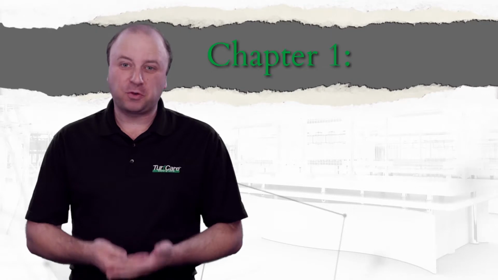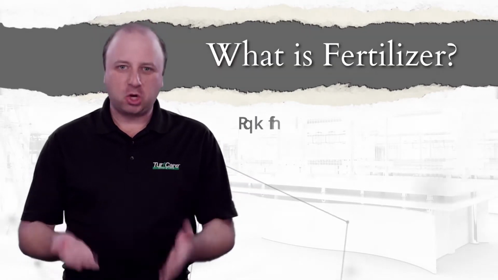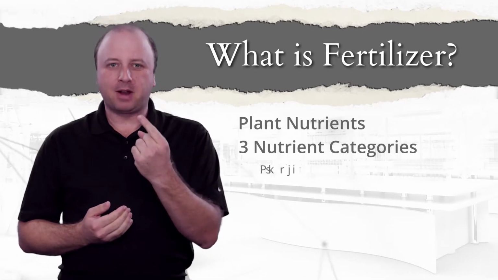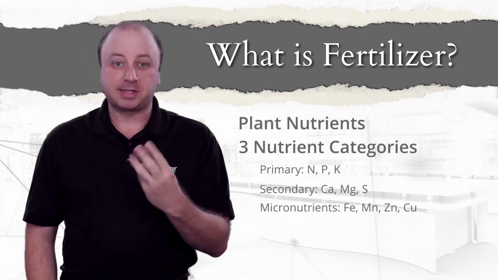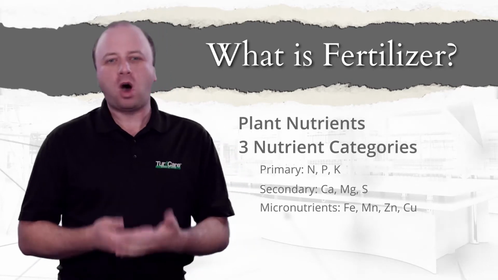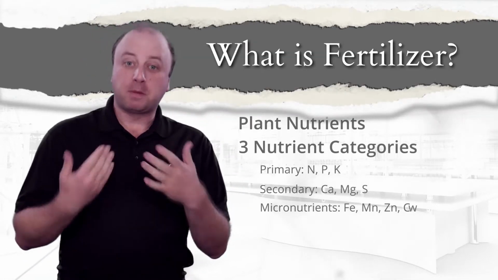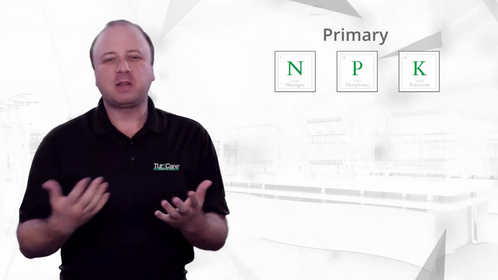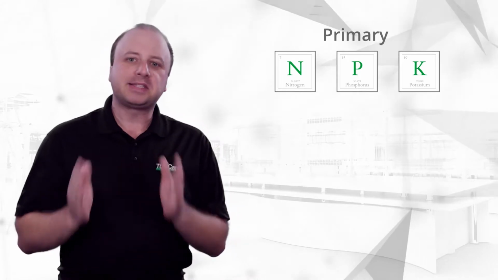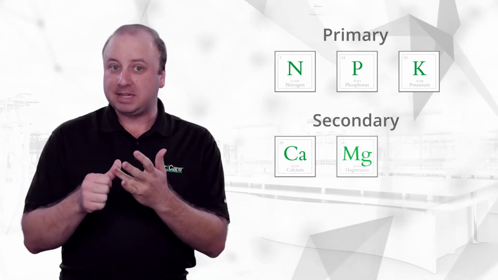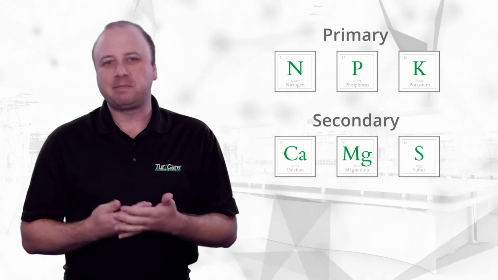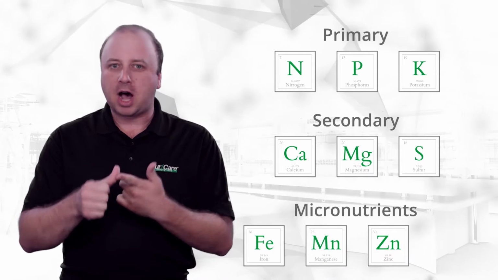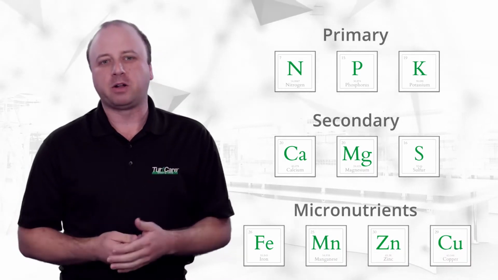What exactly is fertilizer? Fertilizers are plant nutrients. Fertilizers can be broken down into three major categories: primary, secondary, and micronutrients. And these categories are arranged based on the quantity of nutrients needed by plants. The primary nutrients, consisting of nitrogen, phosphorus, and potassium, are needed by plants in the largest quantities. Secondary nutrients such as calcium, magnesium, and sulfur are needed by plants in moderate quantities, and the micronutrients such as iron, manganese, zinc, copper, and several others are needed in the smallest quantities.